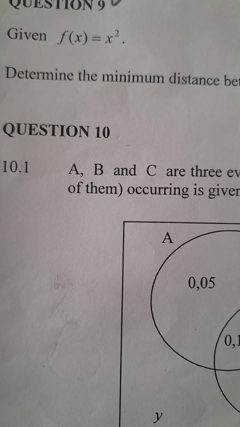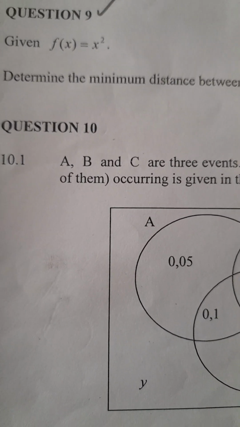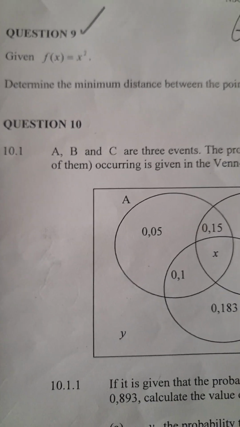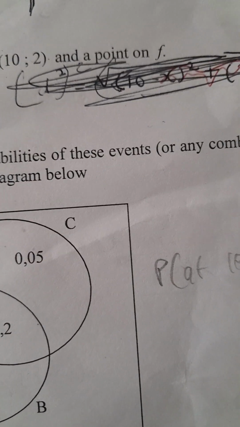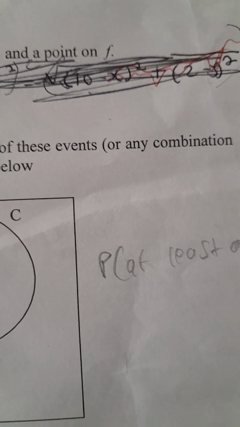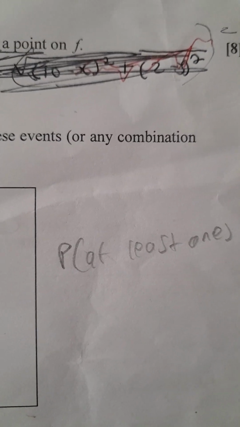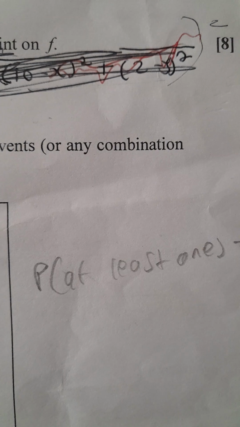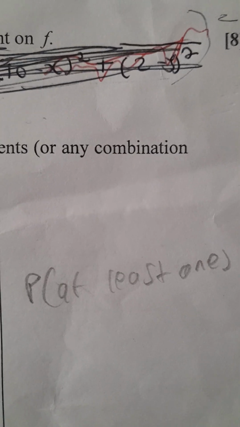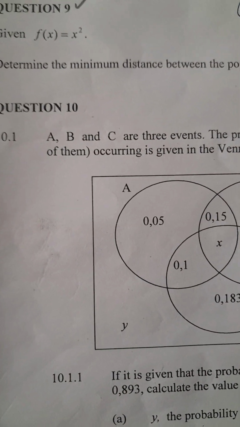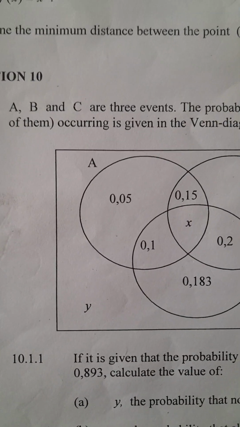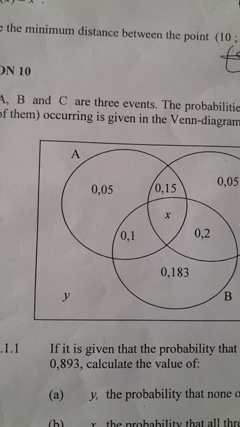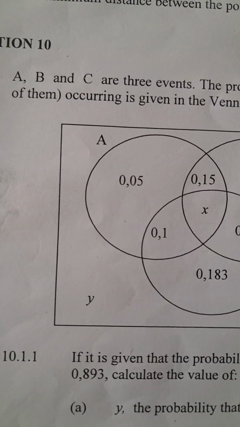Given that f of x is equal to x squared, the question required that we determine the minimum distance between the point (10, 2) and a point on f. My paper is a bit messy, but what is important is how to answer the question. It was out of 8. First thing, guys, when you're given such a question, sketch the graph. We must interpret this graphically.